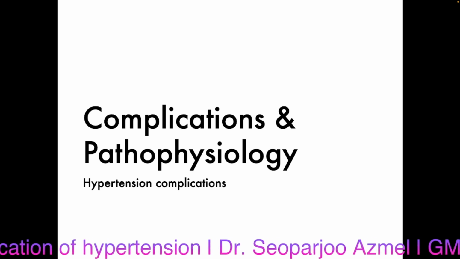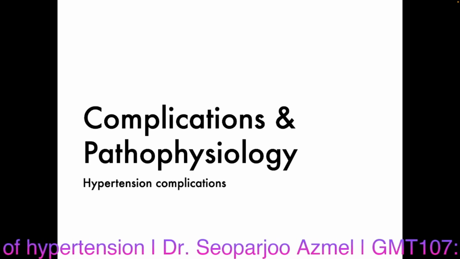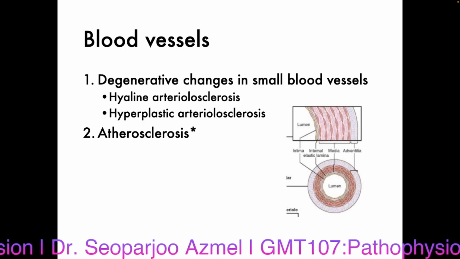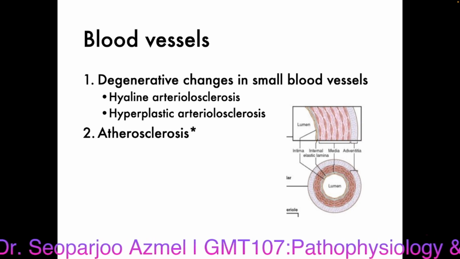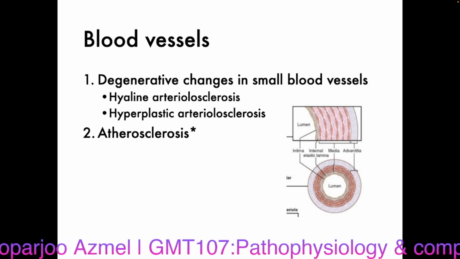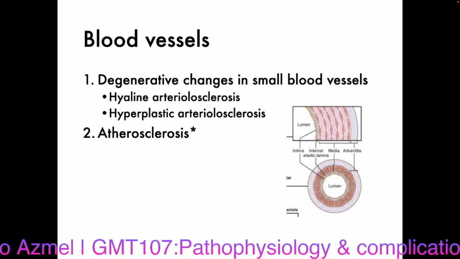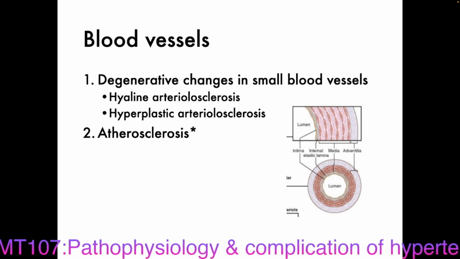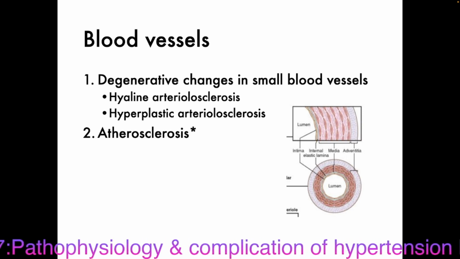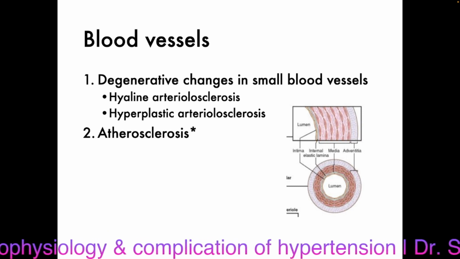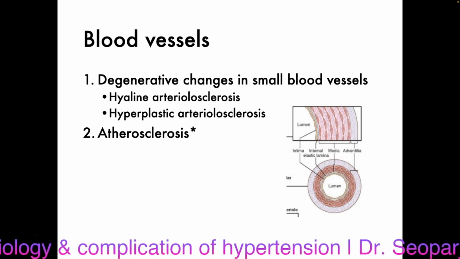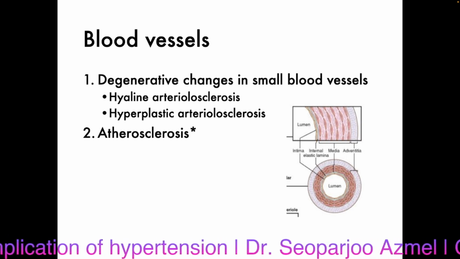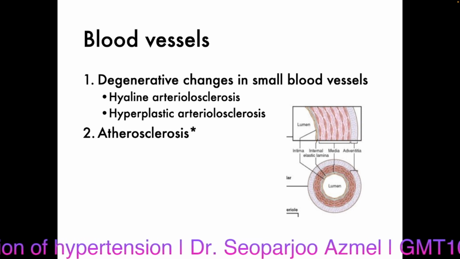Alright, the second part of my lecture is the complications and pathophysiology of hypertension. We can see there are two major pathologies that can occur in the blood vessels of a person who has hypertension. Number one is the degenerative changes in small blood vessels. For example, there are two conditions under this category: hyaline arteriolosclerosis and hyperplastic arteriolosclerosis.